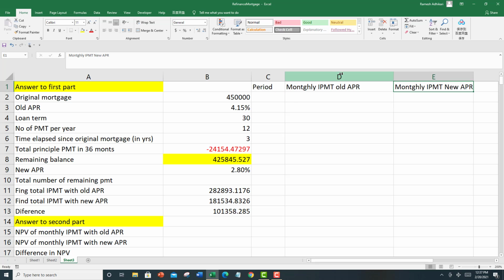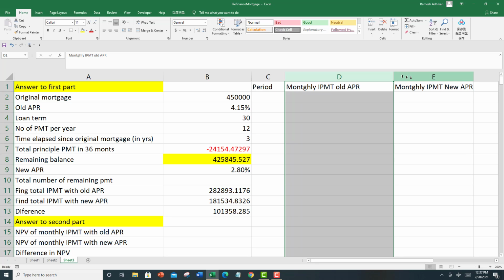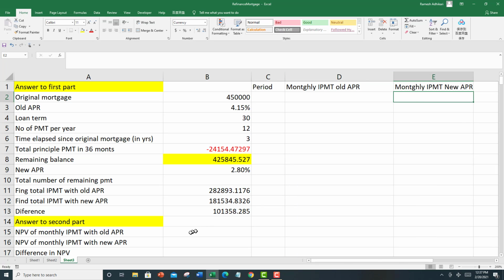And I'm going to calculate these monthly payments in column D and E. Once I have this monthly interest payment, I can find the present value of this future interest payment and find the difference, and that difference is going to be the present value of your interest saving. So let's create the monthly interest payment for these APR.